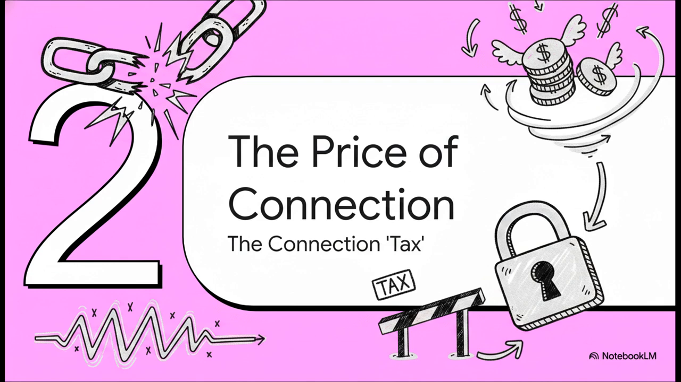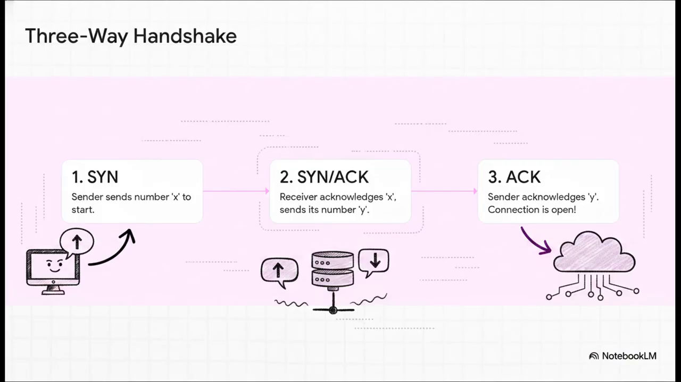But, all of this incredible reliability and careful management, it isn't free. There's a price to pay. The source material calls it the connection tax, and I love that name, because before you can send even a single byte of your actual app's data, you gotta pay this tax. And you pay this tax with something called the three-way handshake. It's this formal little dance to make sure both the sender and receiver are ready to talk and are synced up.